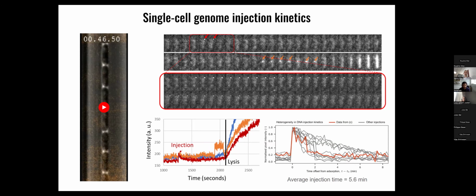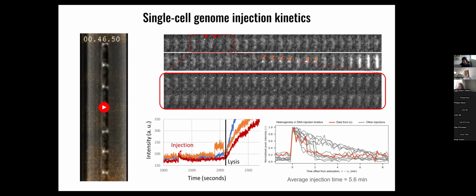Interestingly, we found that there are two classes of injection. There are phages that do very gradual injection, and phages where the injection starts gradually, but then has very rapid kinetics, where it gets all the DNA injected at once. And we're now investigating the possible sources of this heterogeneity.